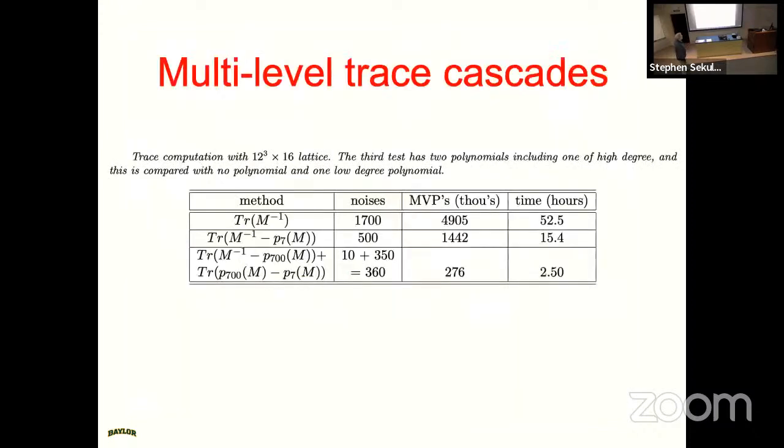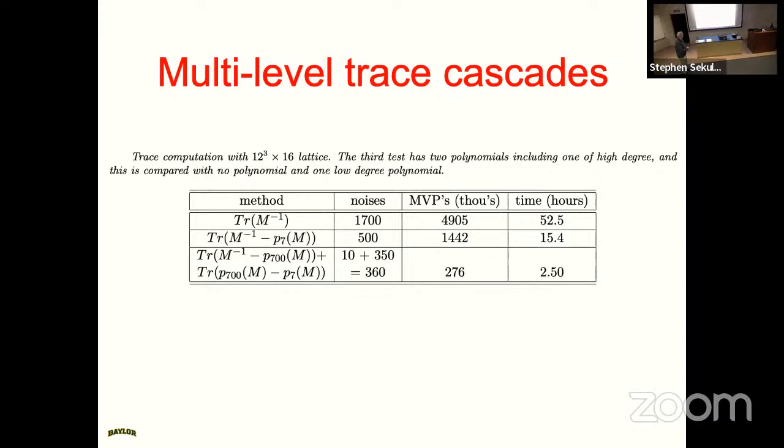Okay. But how do you compute it now? You've got an order 1000 polynomial, and you're supposed to take the trace of that. Well, you have the same problem as you had with M inverse. It's a very large system. You can't calculate it exactly. You have to simulate it. And we have what we call multi-level trace cascades.